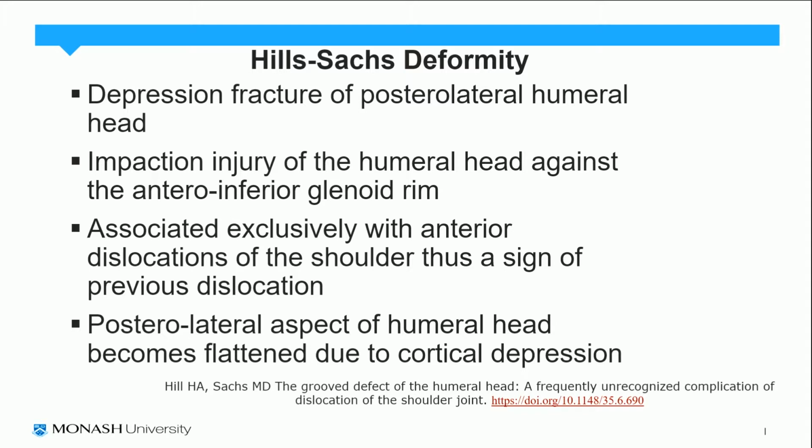Hill-Sachs deformities are depression fractures of the posterior lateral humeral head, and it's due to impaction of the humeral head against the anterior-inferior glenoid rim. It's associated exclusively with anterior dislocations of the shoulder, and it's also a sign of previous dislocation. The posterior lateral aspect of the humeral head becomes flattened due to cortical depression. I've given you a link to the article from when Hill and Sachs first described the Hill-Sachs deformity, so you can have a look at it.